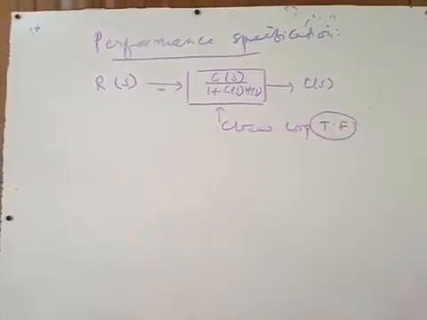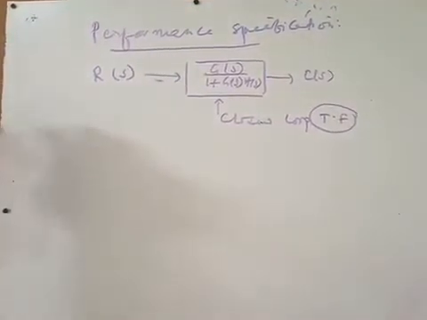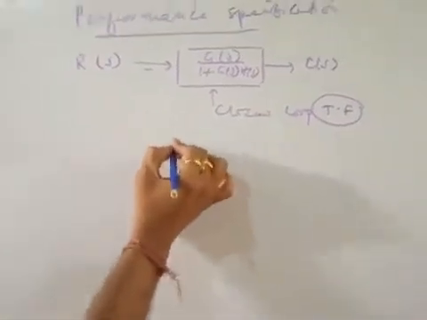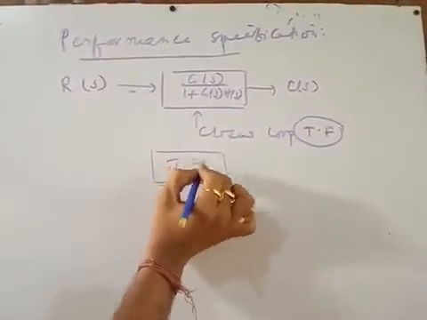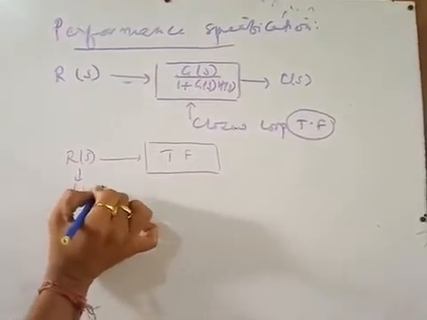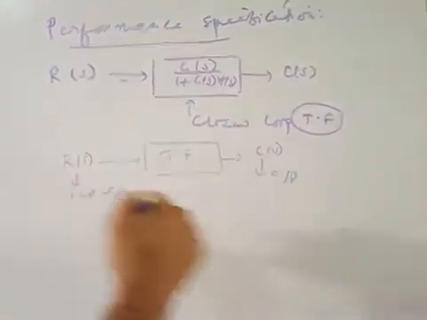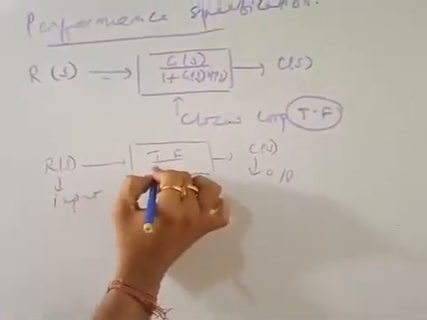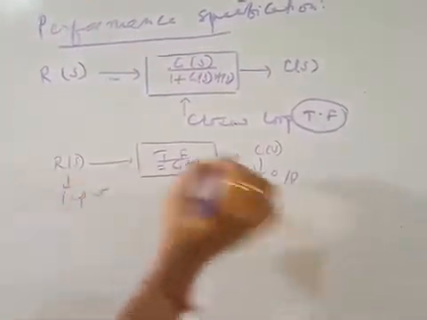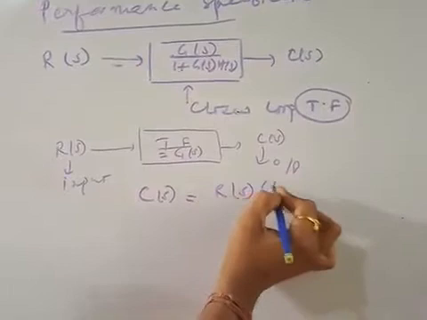As we are discussing the closed loop system transfer function and its response, the performance specification depends solely on the closed loop transfer function. This is your transfer function in short, this is your R(s), that is your input, and this is your C(s), that is your output. If you simply replace it by G(s), then C(s) will be equal to R(s) into G(s).